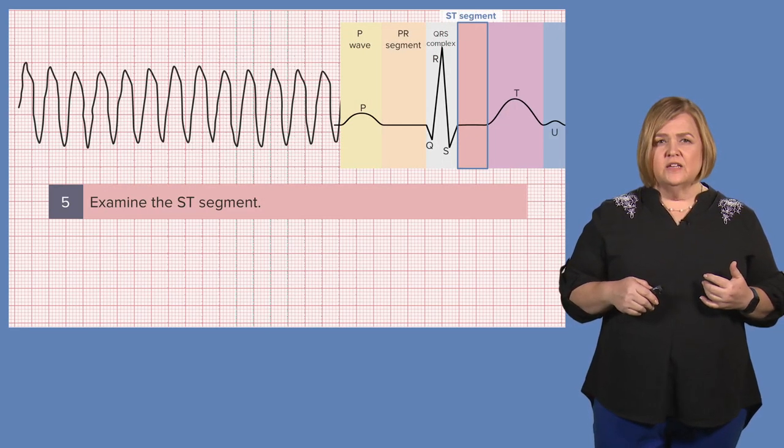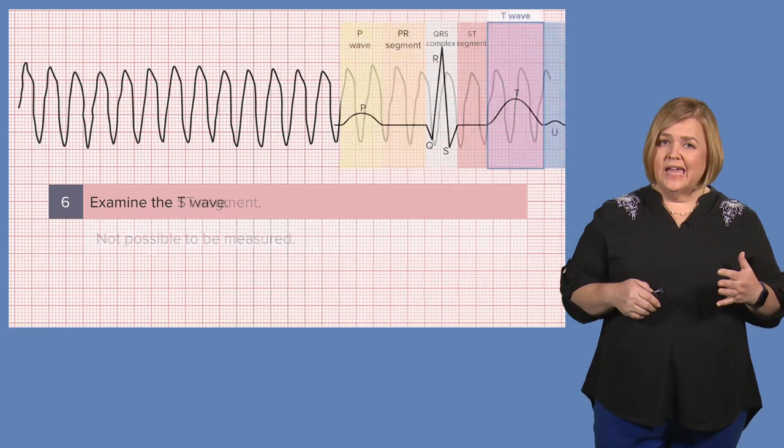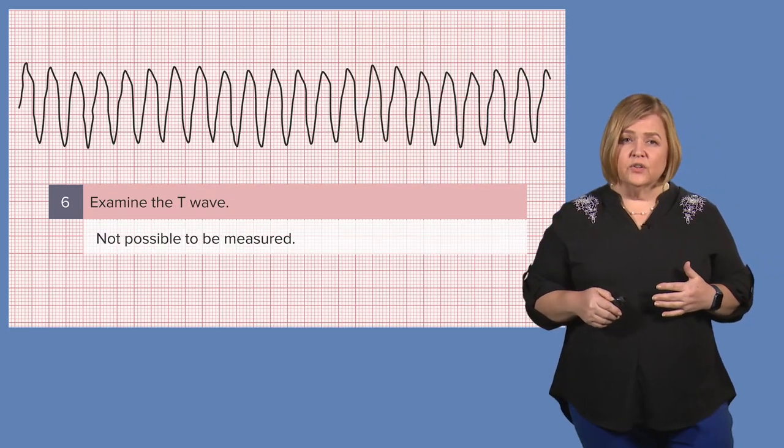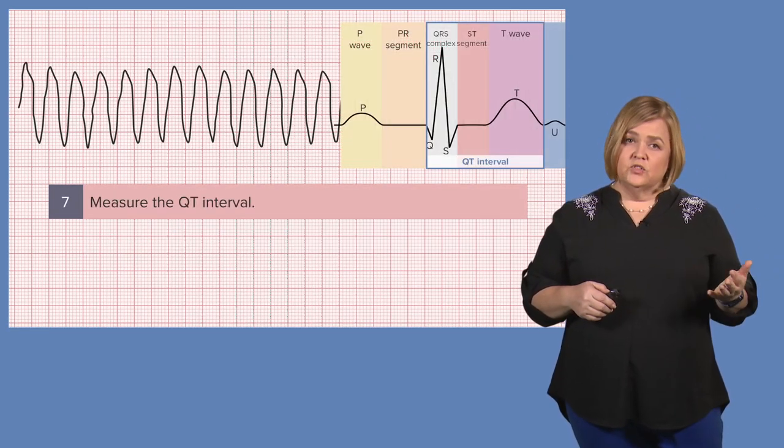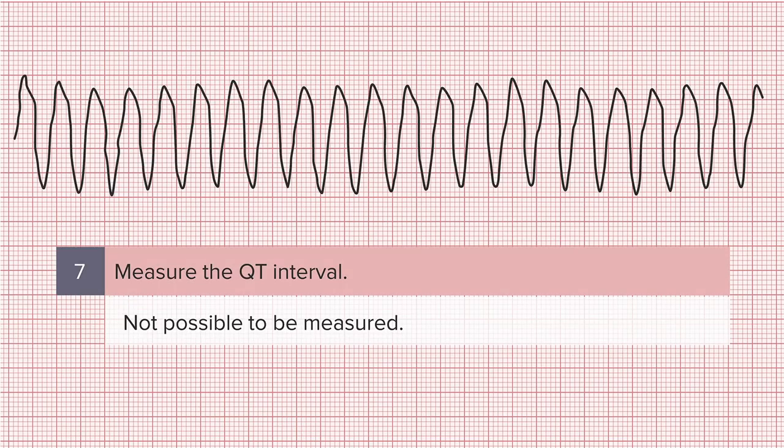Now looking at the ST, again, not possible, right? All we're really seeing is the ventricular action. So we can't look at the T wave either in step six. And so therefore we can't measure the QT interval in step seven. Remember, we can just see on an ECG strip the ventricular activity.